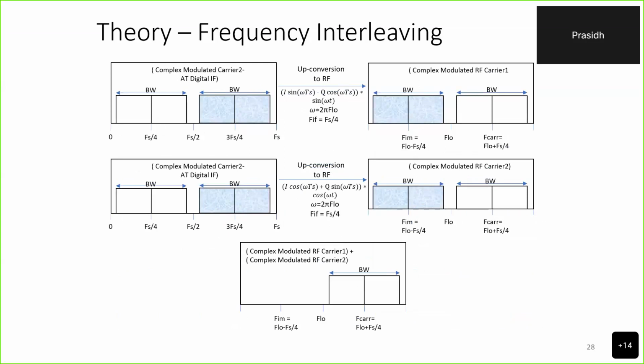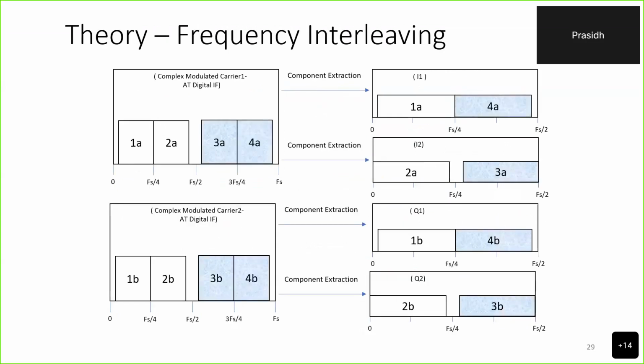Applying the same principle, let's mark the regions as 1, 2, 3, and 4. We have the original signal, upconverted digitally, which has the subscript A, and then we have its Hilbert transform, which has the subscript B here.